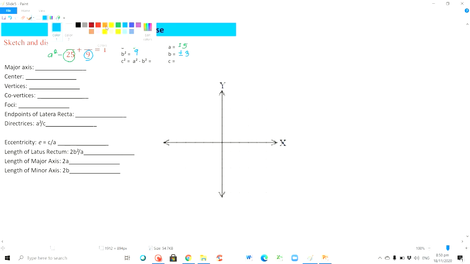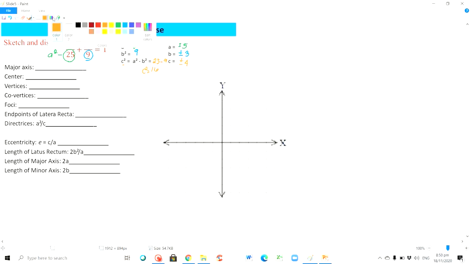Okay, for the C, meron na tayong A and B. And for the C, there is a formula A squared minus B squared. So, that's 25 minus 9 is 16. So, C squared is equal to 16. Therefore, our C is positive and negative 4.